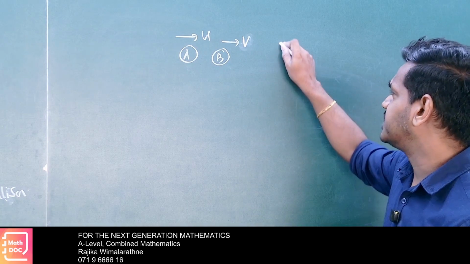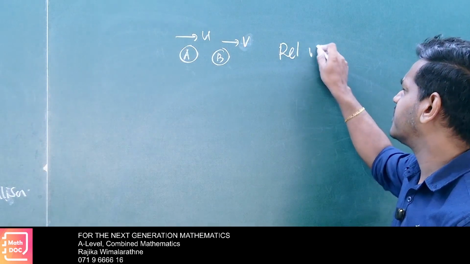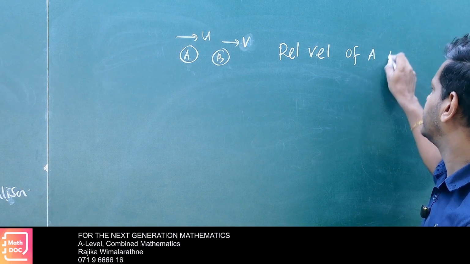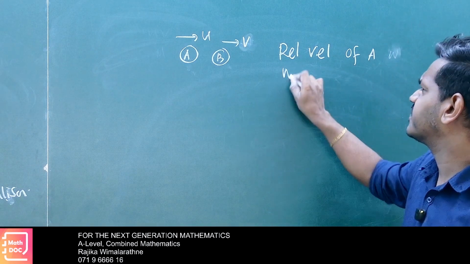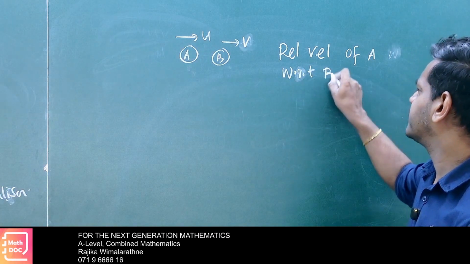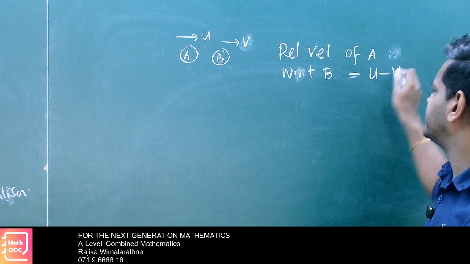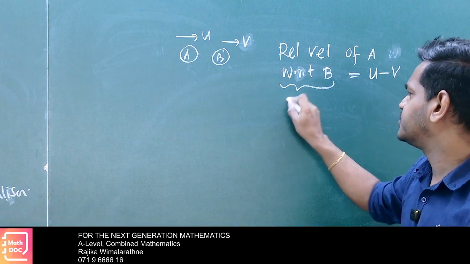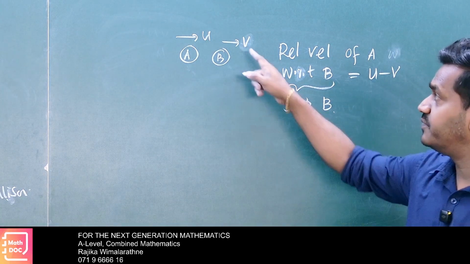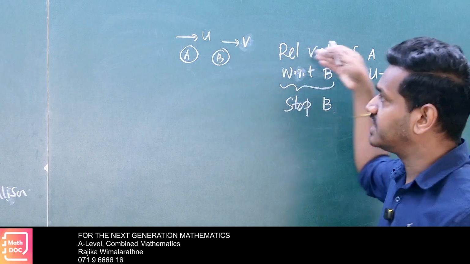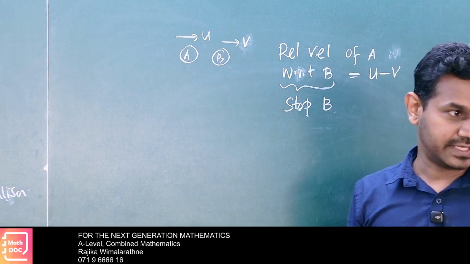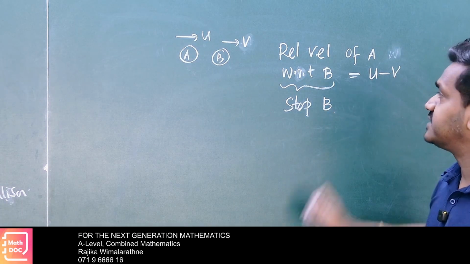Then here relative velocity of A with respect to B is U minus V. So with respect to B means stop B. To stop B, you have to remove this V, then give opposite direction V velocity. This becomes 0, this becomes U minus V due to that change. So here U minus V.